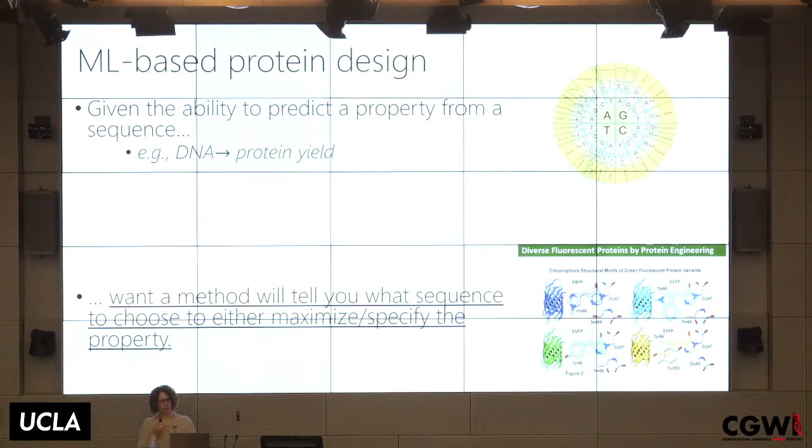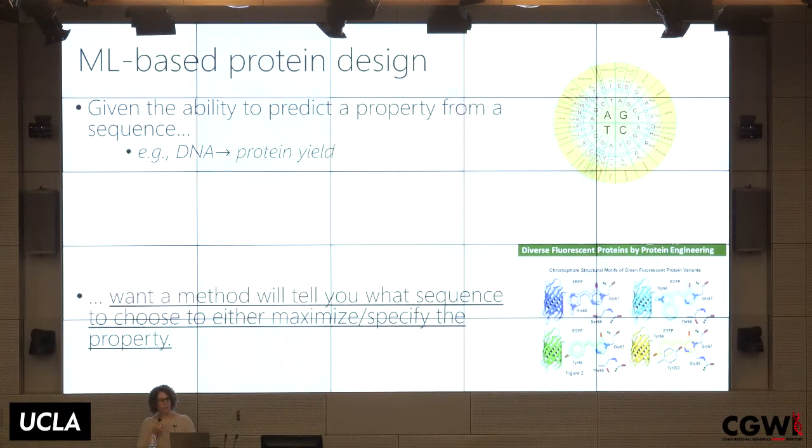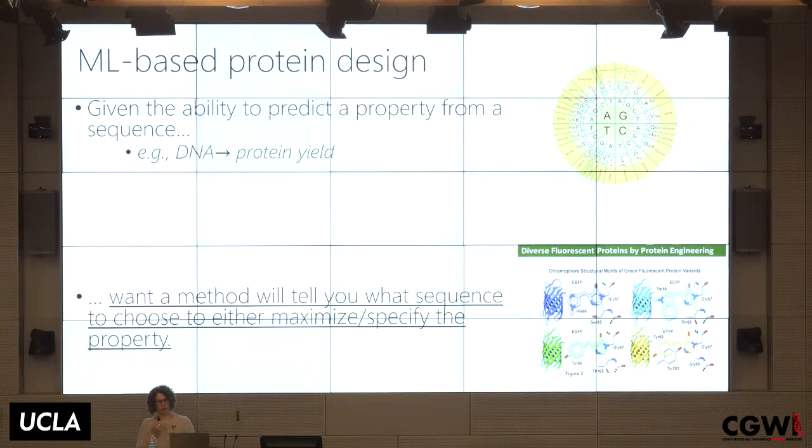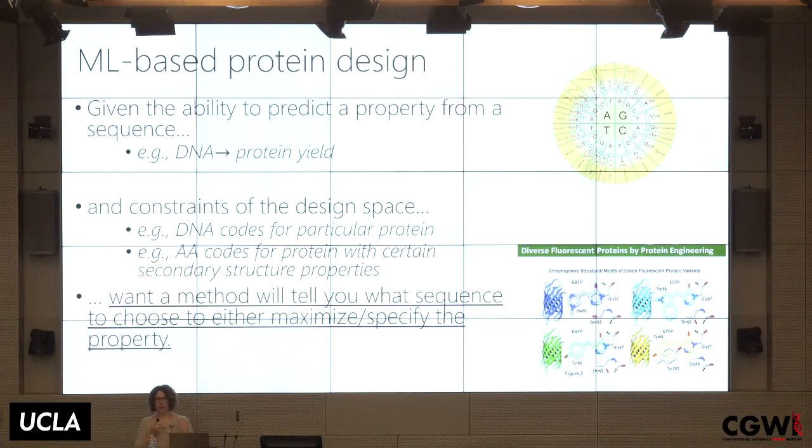So I want a method that will tell me which DNA sequence to choose to, say, maximize the protein yield. Or we have a specification version of the problem in which I don't want to maximize it, I want a particular value, which is a very similar problem. And then, of course, we want to have constraints in here.